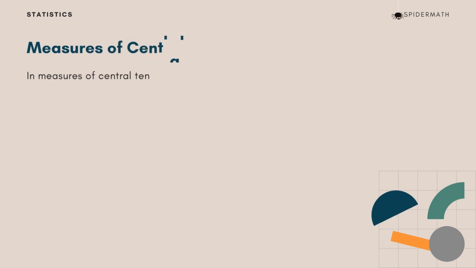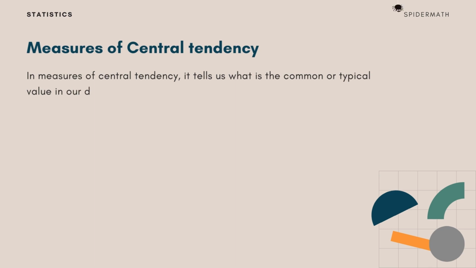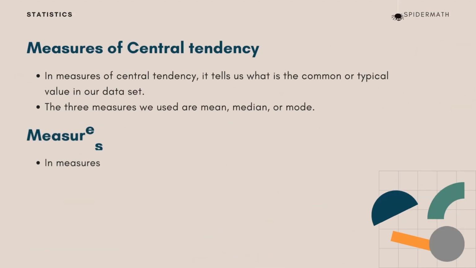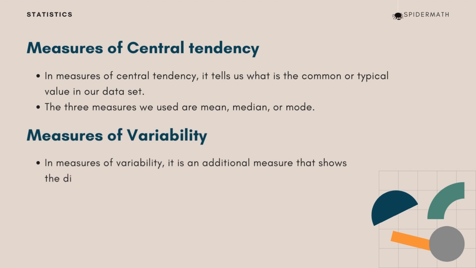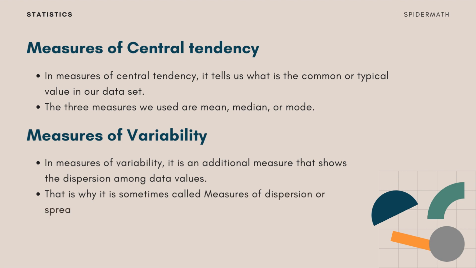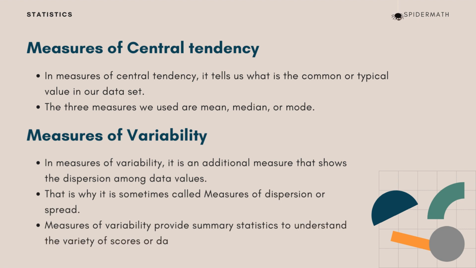In measures of central tendency, it tells us what is the common or typical value in our data set. The three measures we used are mean, median, or mode. In measures of variability, it is an additional measure that shows the dispersion among data values. That is why it is sometimes called measures of dispersion or spread. Measures of variability provide summary statistics to understand the variety of scores or data in relation to the central data.